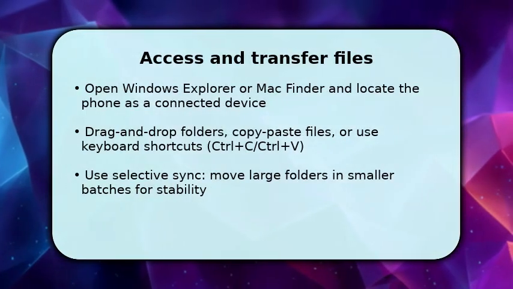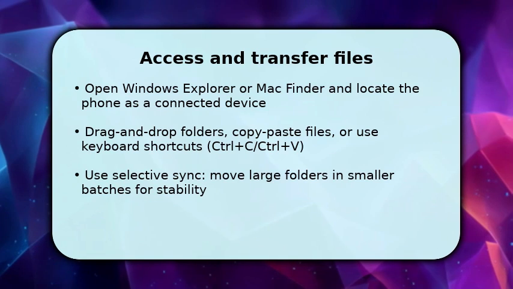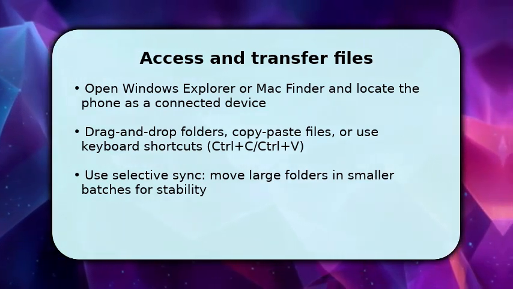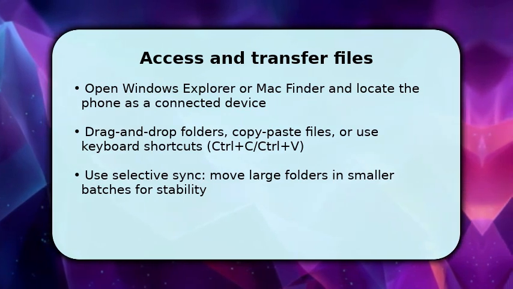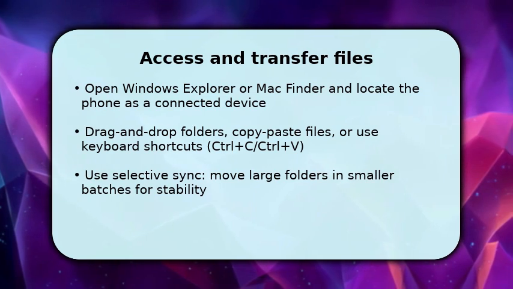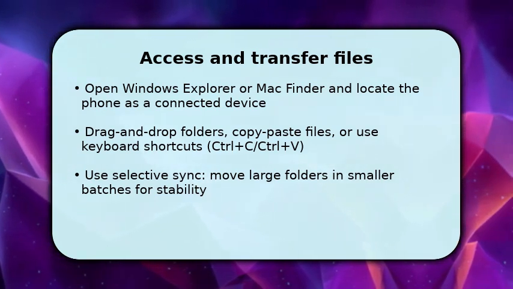With the phone visible on your PC, open File Explorer or Finder and navigate to internal storage or DCIM. You can drag and drop photos and folders, or select items and use Ctrl+C and Ctrl+V to copy. This method preserves timestamps and reduces errors.